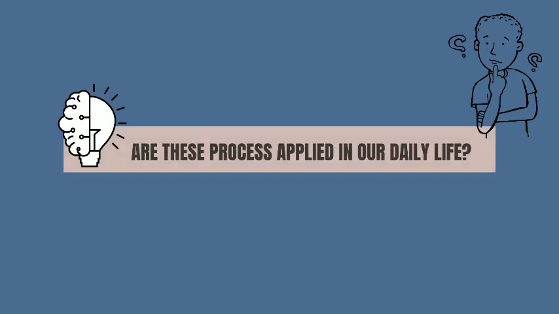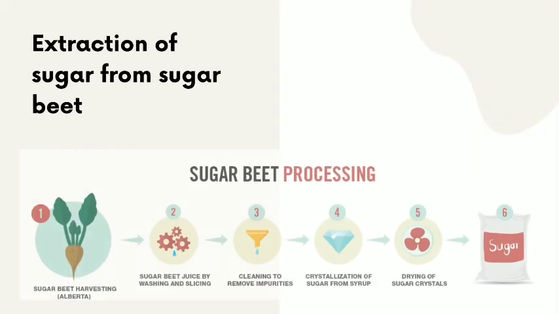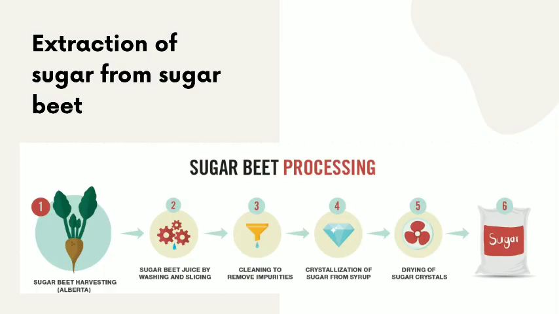Are these processes applied in our daily life? What are the applications? It is widely used in the food industry, such as extracting compounds from natural products like plant flowers, leaves, fruits, and roots. Another example is the extraction of sugar from sugar beet.